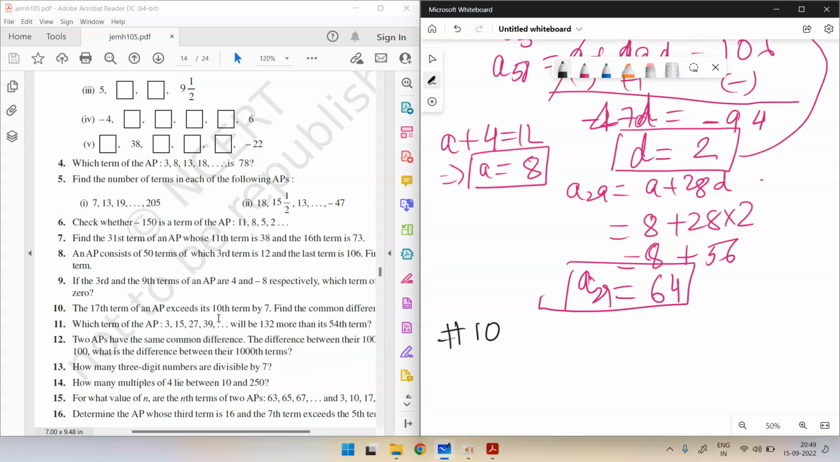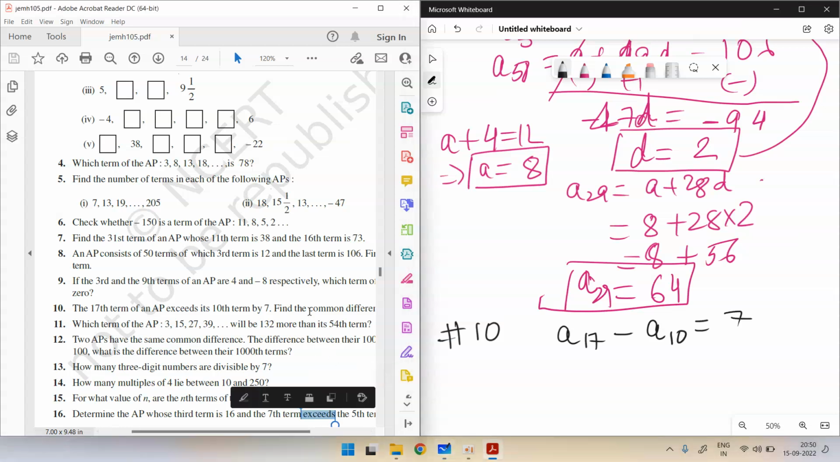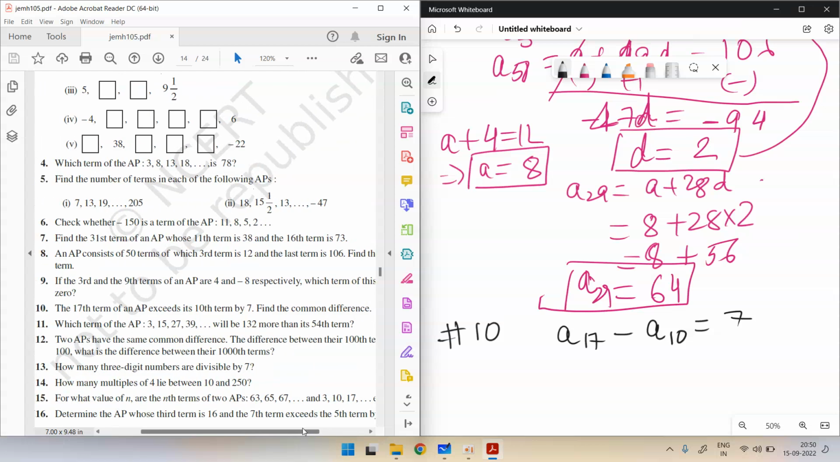Now the 17th term exceeds the 10th term by 7. It is given that the 17th term, a of 17, exceeds the 10th term, a of 10, by 7. You need to find the common difference.